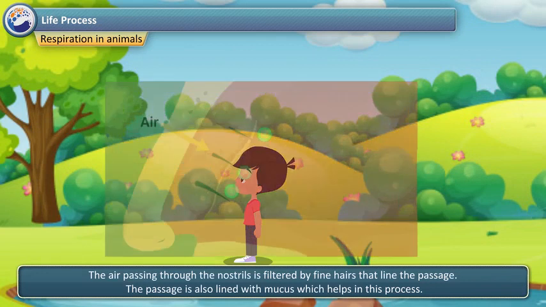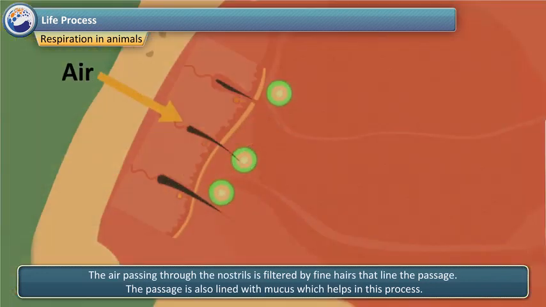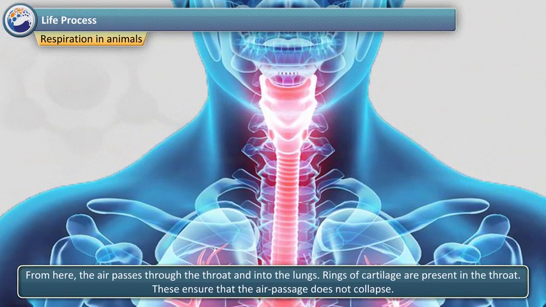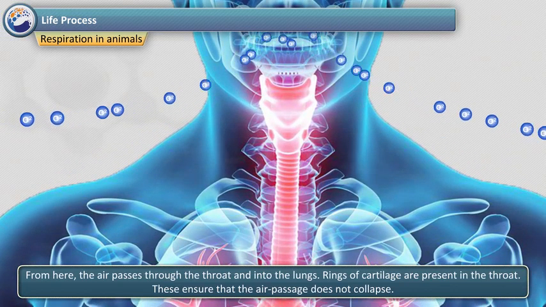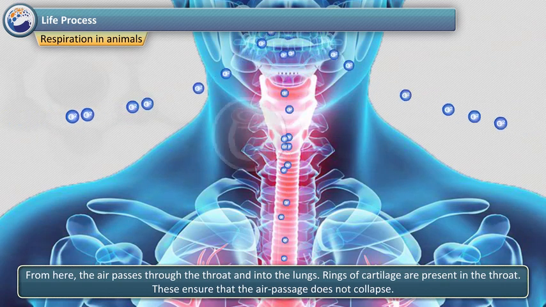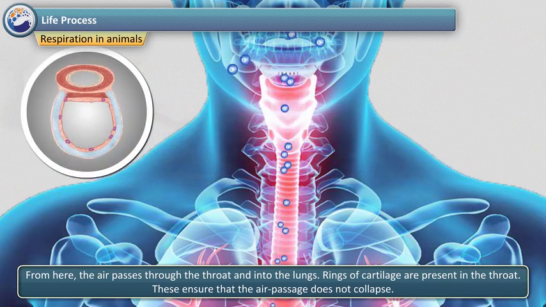The air passing through the nostrils is filtered by fine hairs that line the passage. The passage is also lined with mucus, which helps in this process. From here, the air passes through the throat and into the lungs. Rings of cartilage are present in the throat. These ensure that air passage does not collapse.